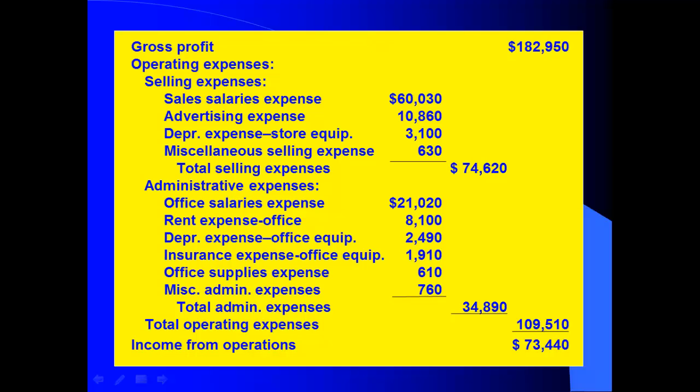Office is a key word to flag you to something that's going to be administrative. Office salary expense is going to be administrative. Rent on the office, depreciation on the office, insurance on the office, supplies for the office. Do you see some key words? Office being a good word to tell you that it's administrative. Store, a key word to tell you that it's going to be selling. We figure total expenses in each category, add them up. Total operating expenses, subtract from the gross profit, gives me income from operations.